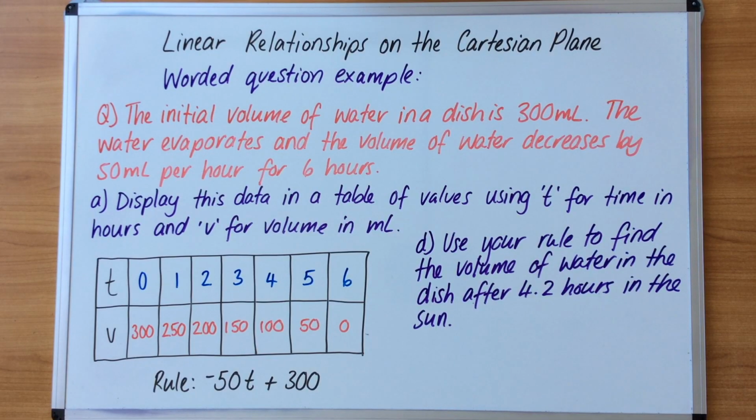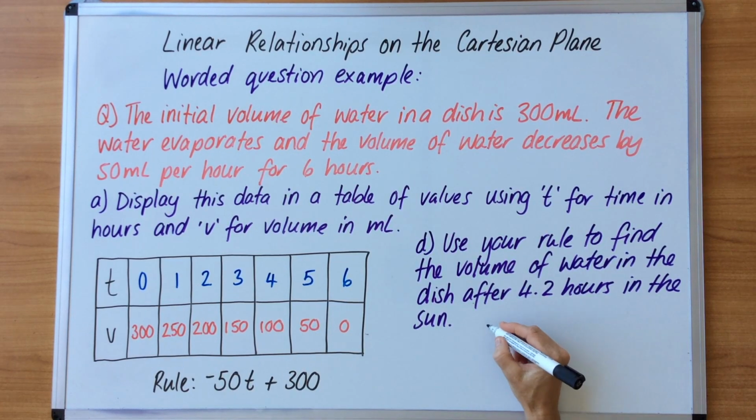Let's now take a look at question D. It says use your rule to find the volume of water in the dish after 4.2 hours in the sun. So our rule here is negative 50t plus 300. We can use this rule to calculate any volume up to 6 hours because after 6 hours there is no water left in the dish.